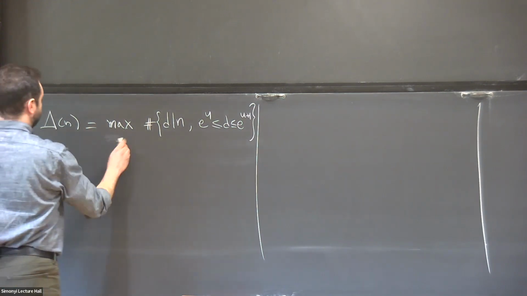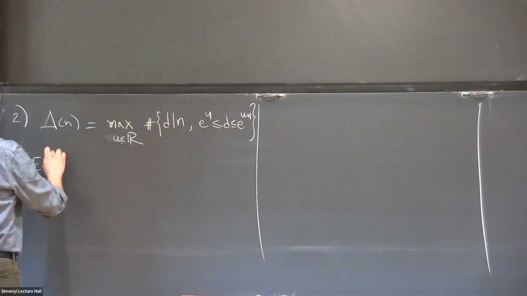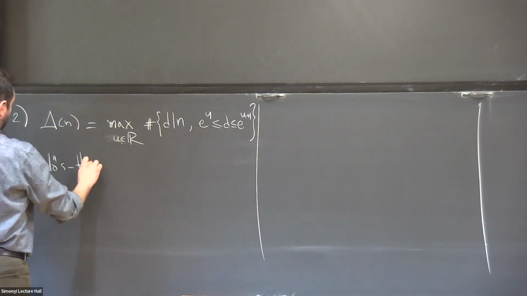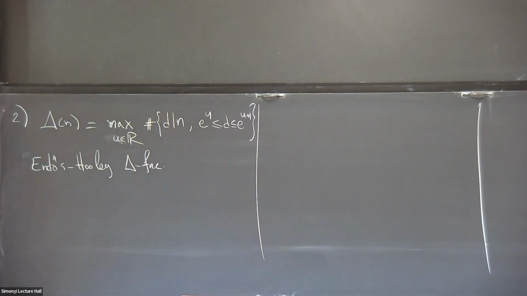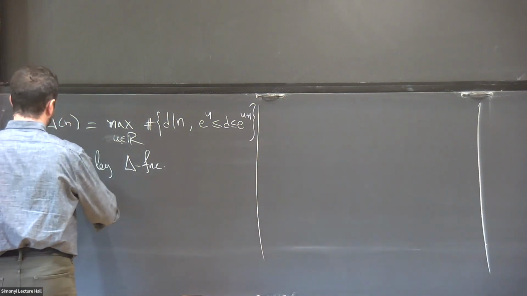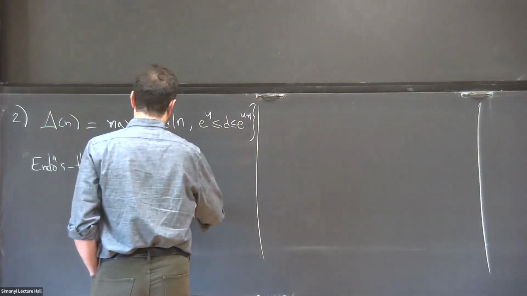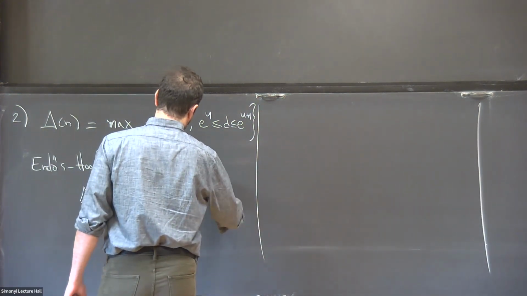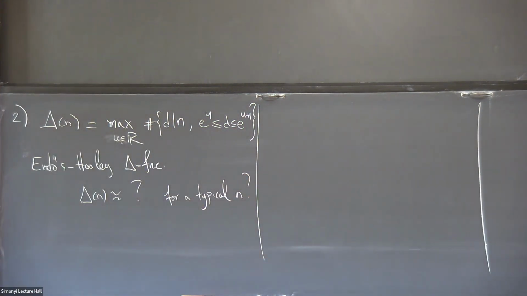So this is the Erdős-Hooley delta function. And you can ask various statistics about it, and we don't really know the answer to them. For example, you can ask how big is delta of n for a typical value of n. We don't really know. What we know is it's between two powers of log log.